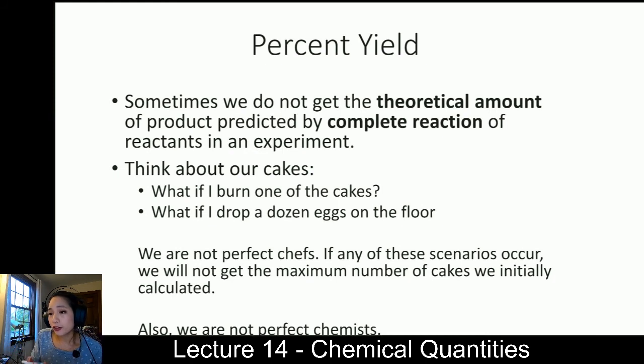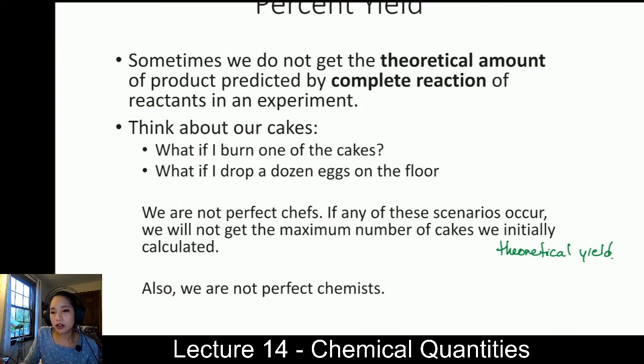So we're not perfect chefs. So if any of these scenarios occur where you burn something or you break something, you won't get that maximum number of cakes that we calculated. That's your theoretical yield. That 11 cakes number that we calculated, that's your theoretical yield, because we're assuming everything went complete. But again, we're not perfect chefs. Sometimes we don't get the maximum amount. And so that's how we can calculate percent yield and compare what we actually got to what we theoretically could have made. And again, I talk about cakes, but the same applies to chemical reactions.